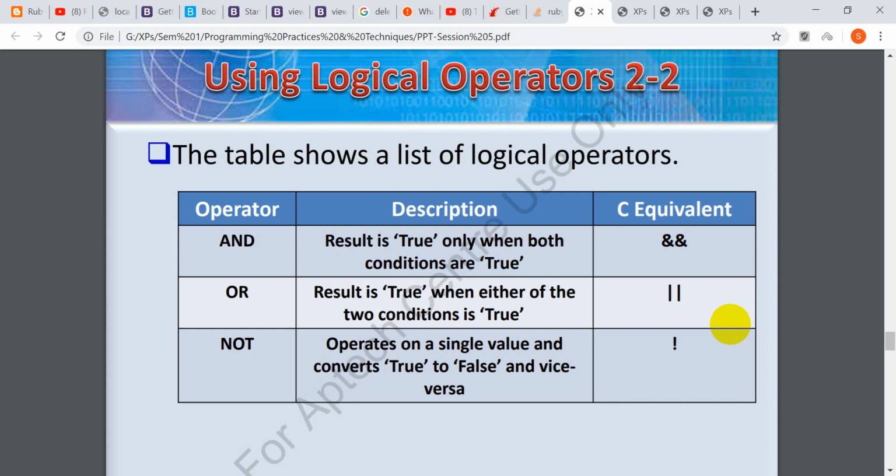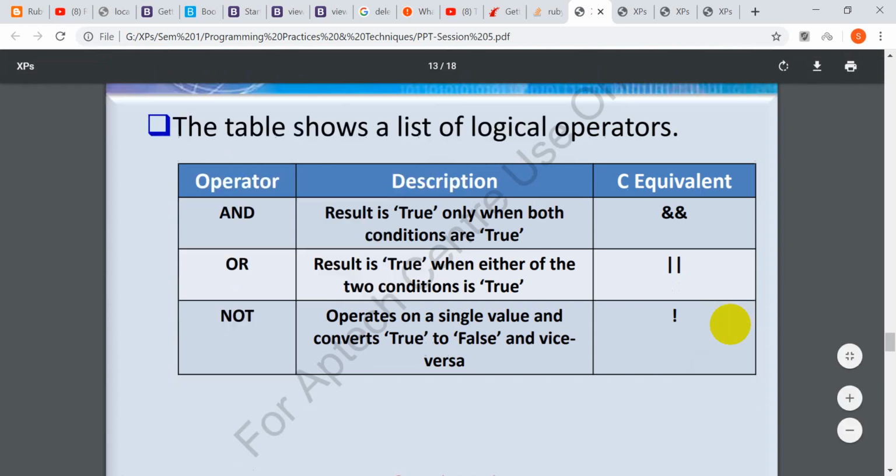Then the not operator operates on a single value and converts true to false and vice versa. Are you a student? No, I'm not a student. You see, you negate it. It converts true to false, false to true. Okay? And this is the symbol.